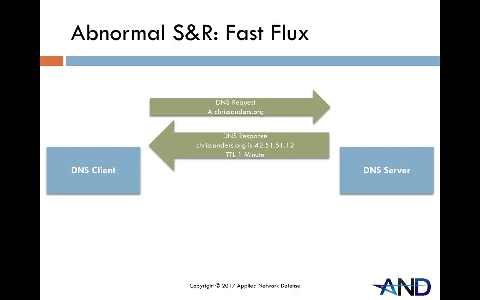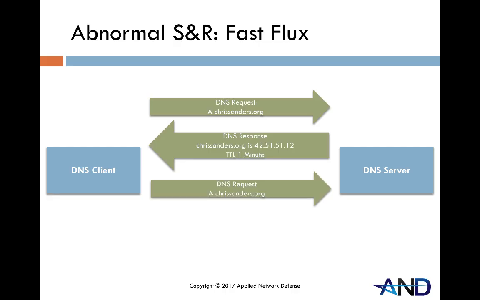So in this case, in our example, we've gotten a response that says chrissanders.org is at 42.51.51.12, which may be a valid IP address, but of interest here is the TTL is really low. It's only a minute, right? And that's not a long time. That's not a long time to hold a DNS response. Now, here's where things get interesting.